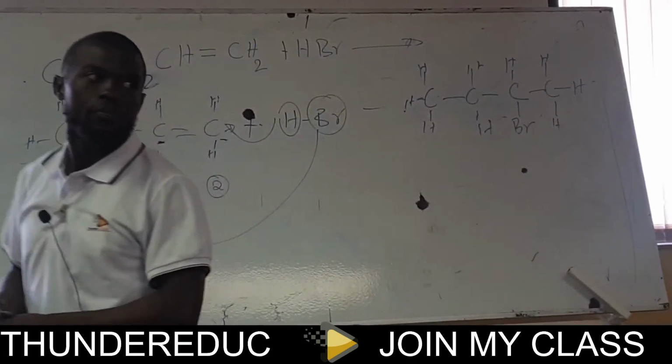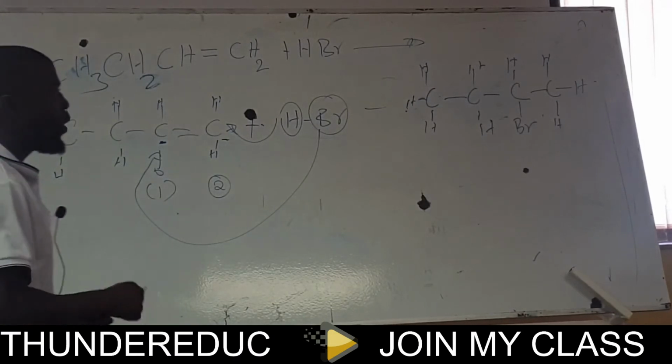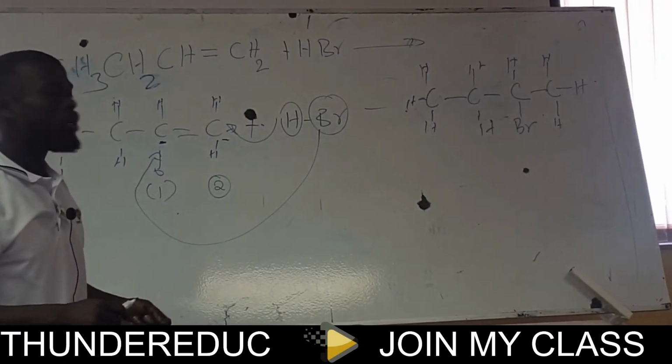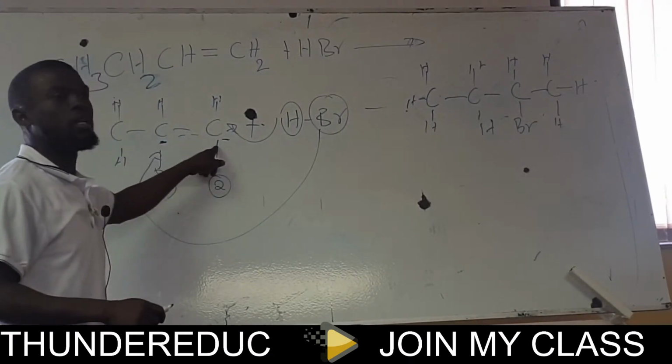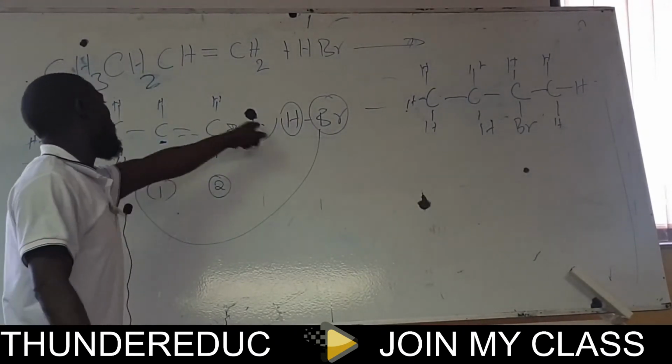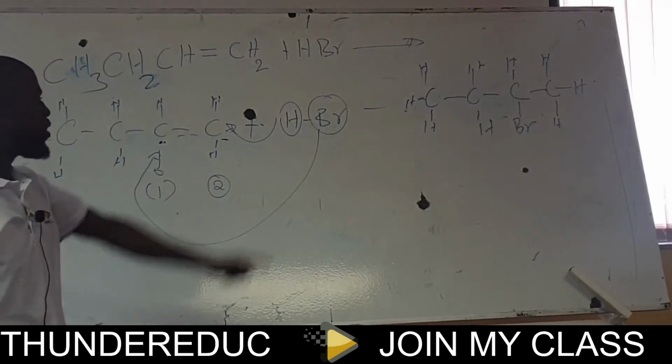So where does the double bond break? It breaks here. This one comes this side for the hydrogen. This one attaches the hydrogen, and this one attaches the bromide. And then you form the product.